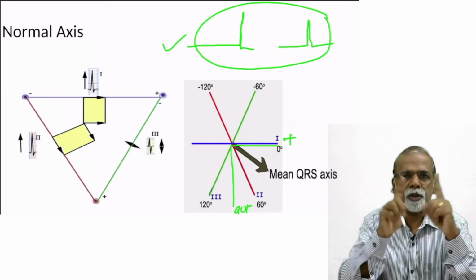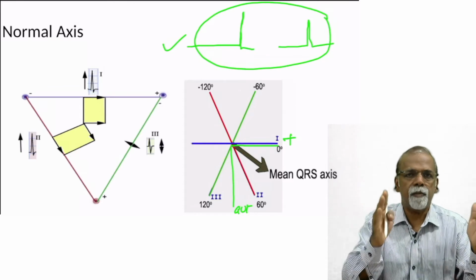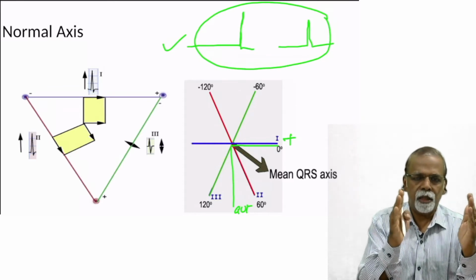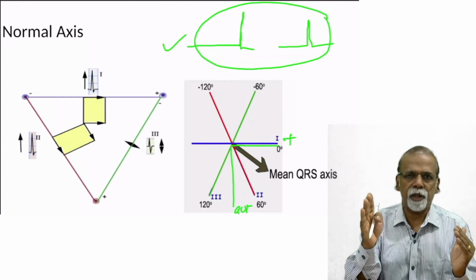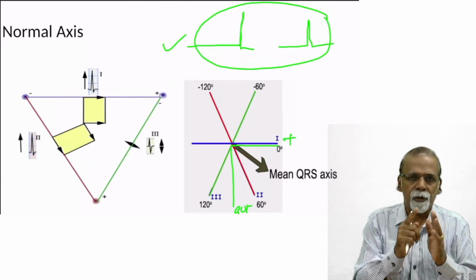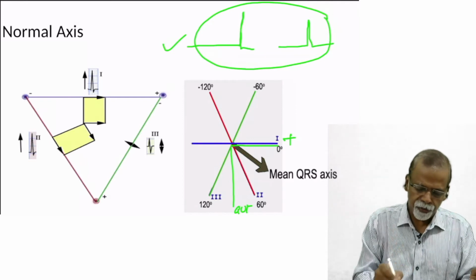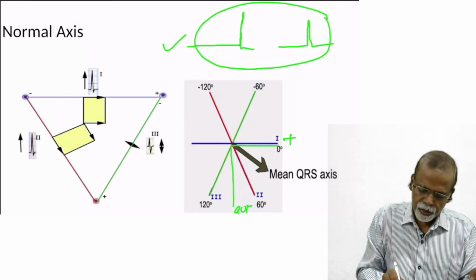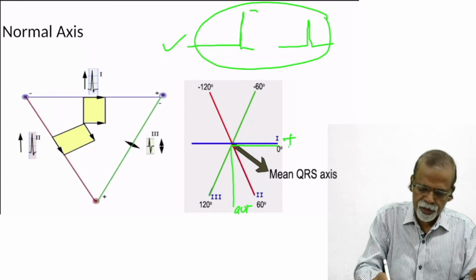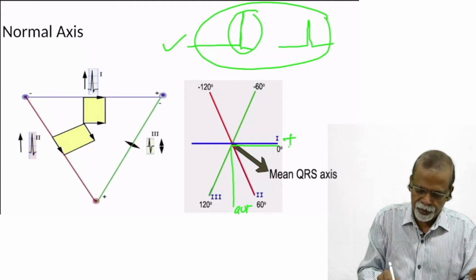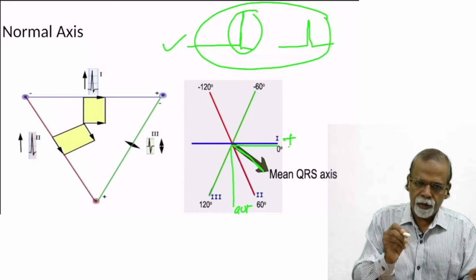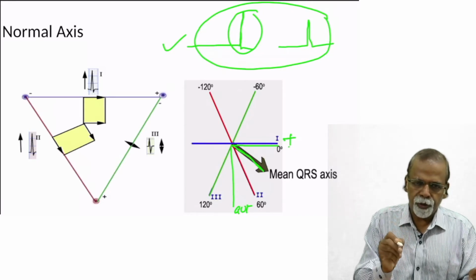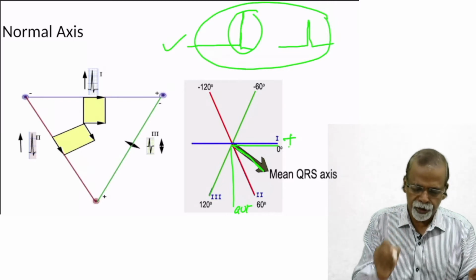Lead 1 is the potential difference between the right upper limb and the left upper limb, with the positive pole on the left upper limb. So when the current is going towards the positive pole, lead 1 must be positive. You can see the electrical force is going in this direction, and the QRS complex should be dominantly positive.